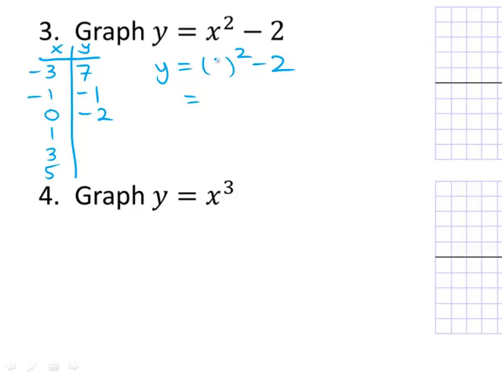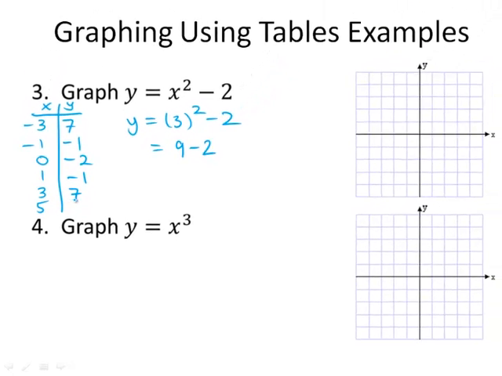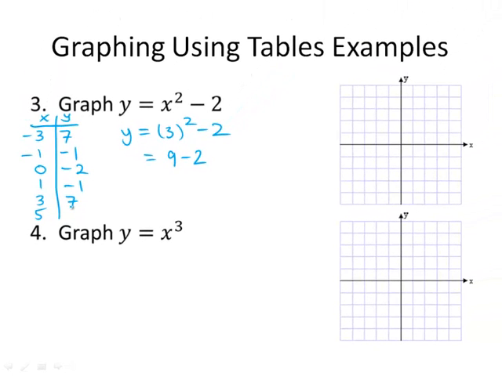Let's replace the x with a 1. So that gives us 1 minus 2, which is -1. What if you stick in a 3? 3 squared is 9 minus 2, gives us 7. Notice that -3 and 3 both gave you 7. So there is some symmetry going on here.